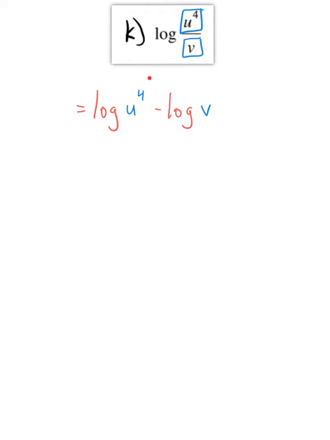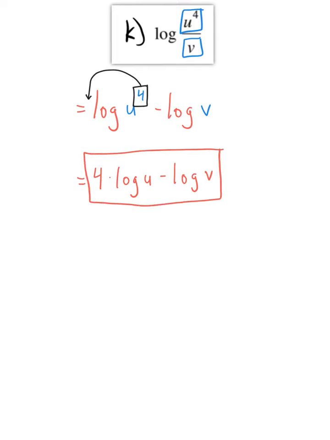Okay, and for the next step, now this exponent applies to the whole argument, which is just u, and so we can use the power rule. We take this exponent and pull it out and multiply it on the outside. So that exponent 4 comes out and gets multiplied by the log u, and the minus log v just stays like that. There's nothing more we can do, so that's the final answer.